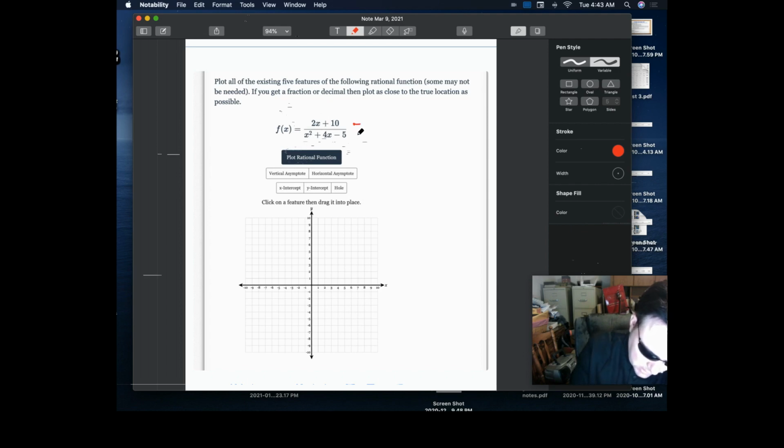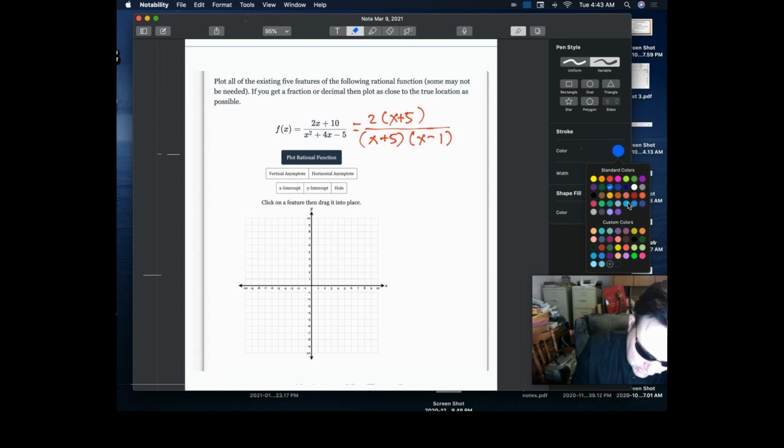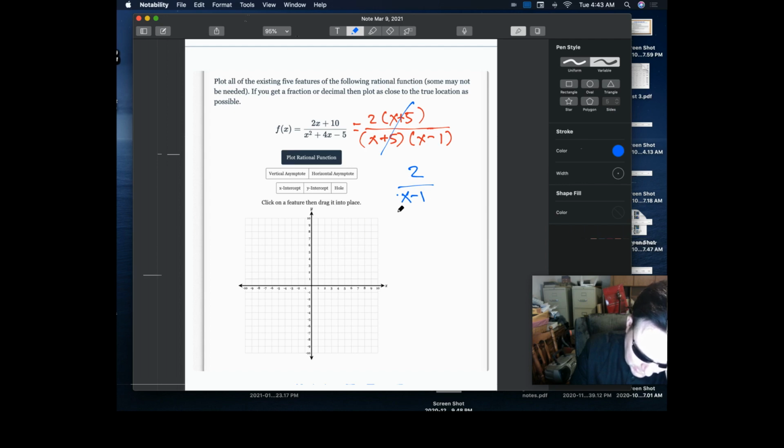The first thing you're always going to do is factor it. This becomes 2 times x plus 5. The bottom, if we factor that out, becomes x plus 5 and x minus 1. Notice x plus 5 is on the top, so this divides out, and we're left with 2 over x minus 1. What does this tell me? I know I have a hole at -5, because that's what divided out. Set that equal to 0, you get -5.